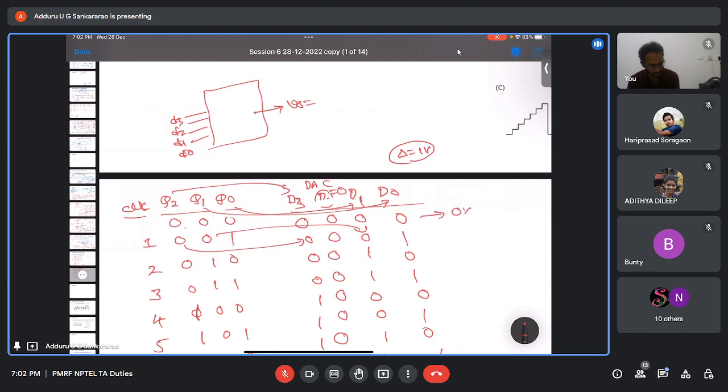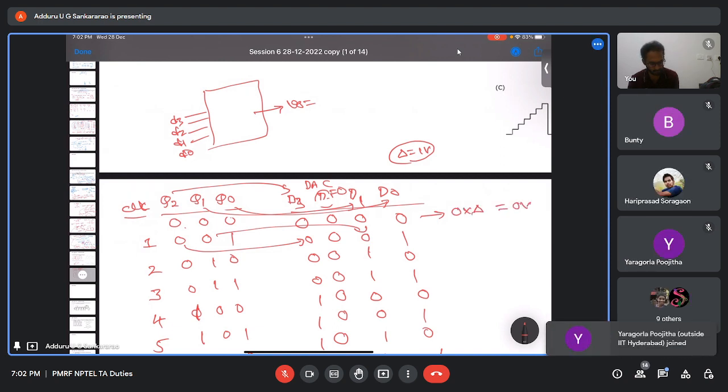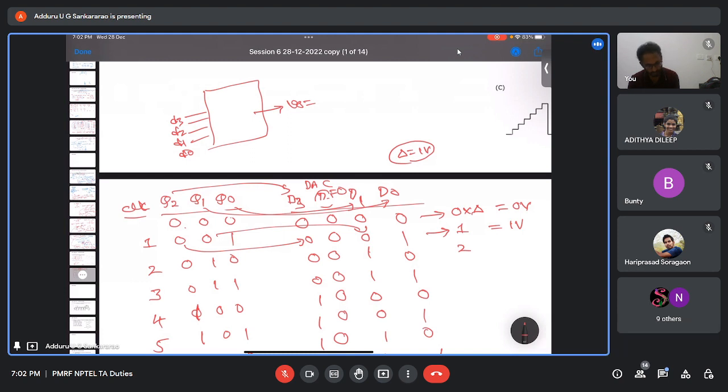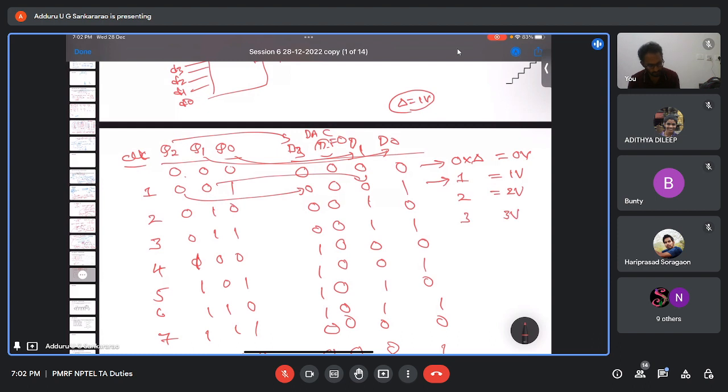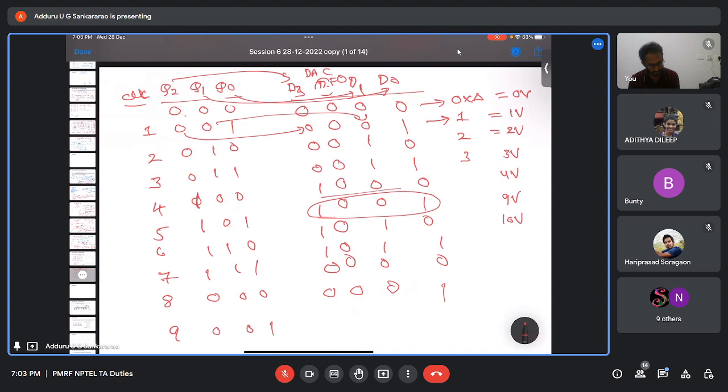0 into the step size, the resolution, output is 0 volts. The second case, 1 into step size, 1 volt. Third case, 2 into step size, 2 volts. Then 3 into step size, 3 volts. 4 into step size, 4 volts. Then after 4, this one you see, 9. Because 5 you won't get, 9 you will get. In the DAC, D2 is fixed to 0, right? It's a 4-bit DAC actually, that's why. This is 9 volts. Then after that, 10 volts. After that, 11 volts. After that, again 0 volts. Again 1 volt. You got it right?